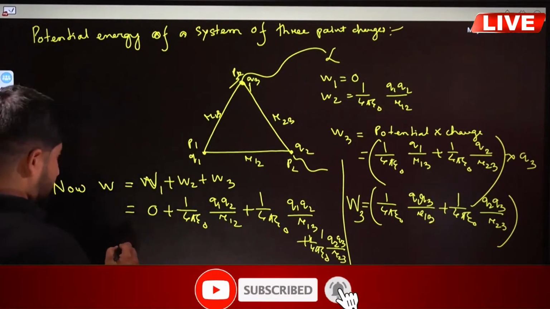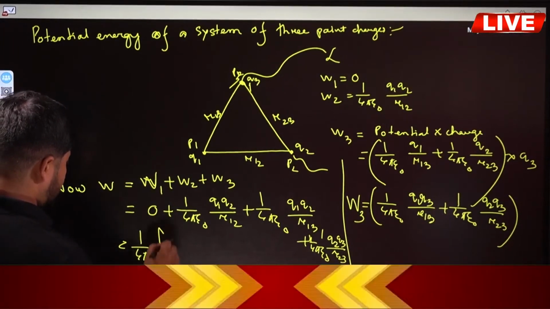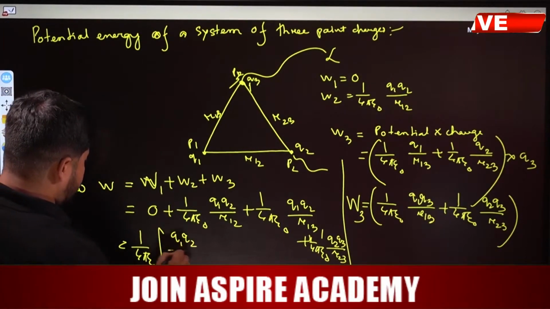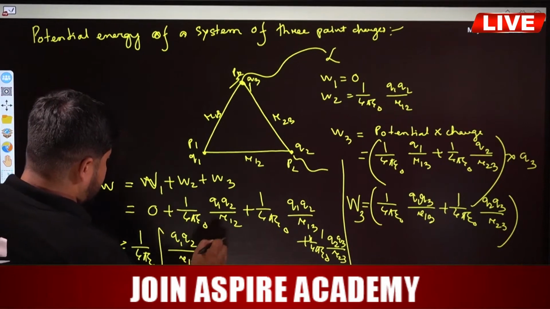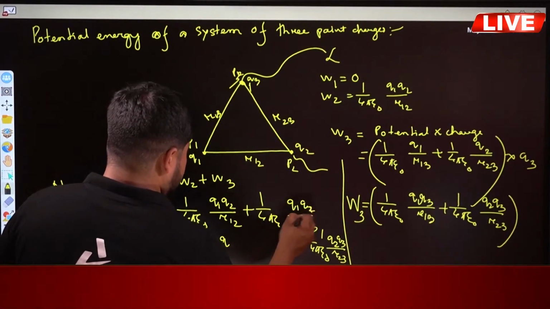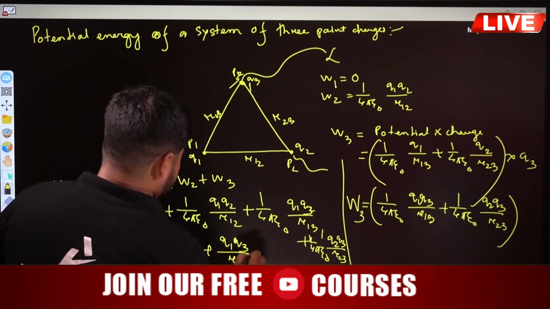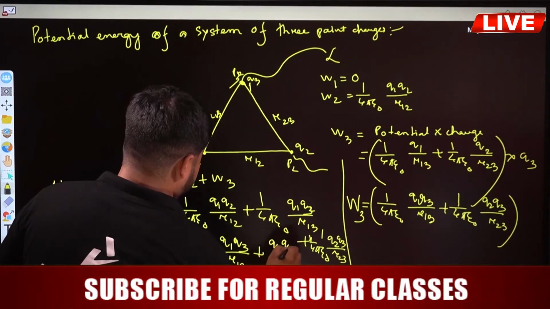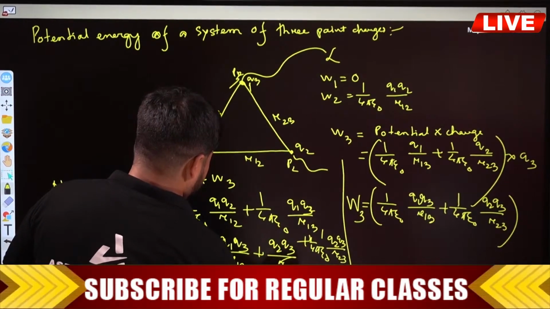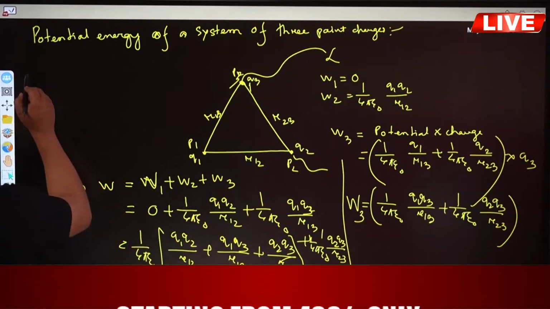Now what is the formula? 1 by 4 pi epsilon, we can take common here: Q1 Q2 by R12 plus Q1 Q3 by R13 plus Q2 Q3 by R23. This much is the total work done. This work done is also stored as potential energy.